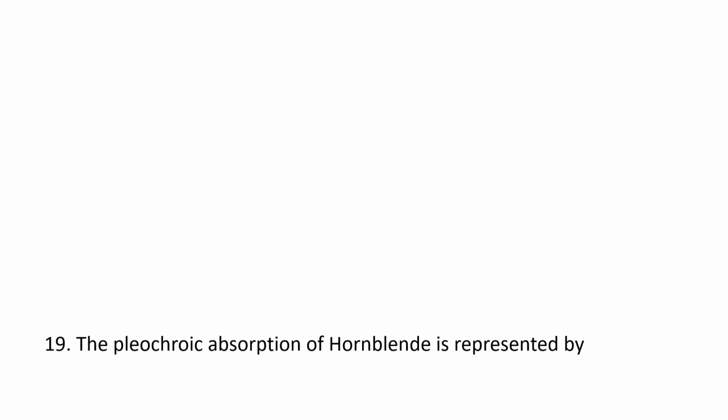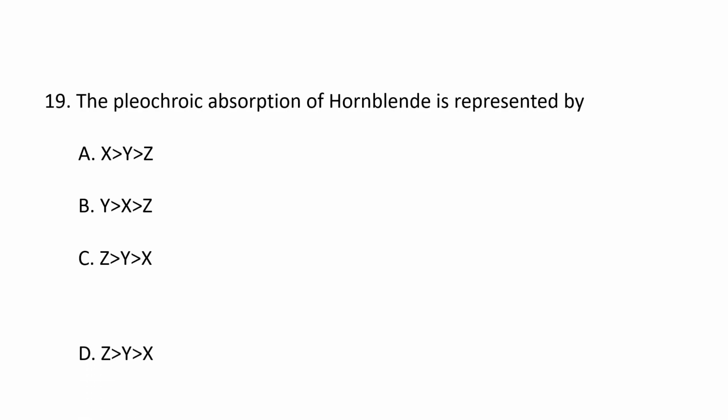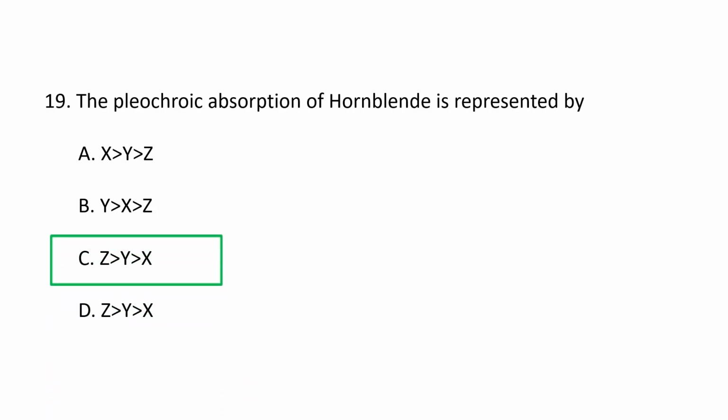Next question. The pleochroic absorption of hornblende is represented by A. X is greater than Y, Y is greater than Z. B. Y is greater than X and X is greater than Z. And C. Z is greater than Y and Y is greater than X. And D. Z is greater than Y and Y is greater than X. The pleochroic absorption of hornblende is represented by Z greater than Y and Y greater than X. C is the correct option.